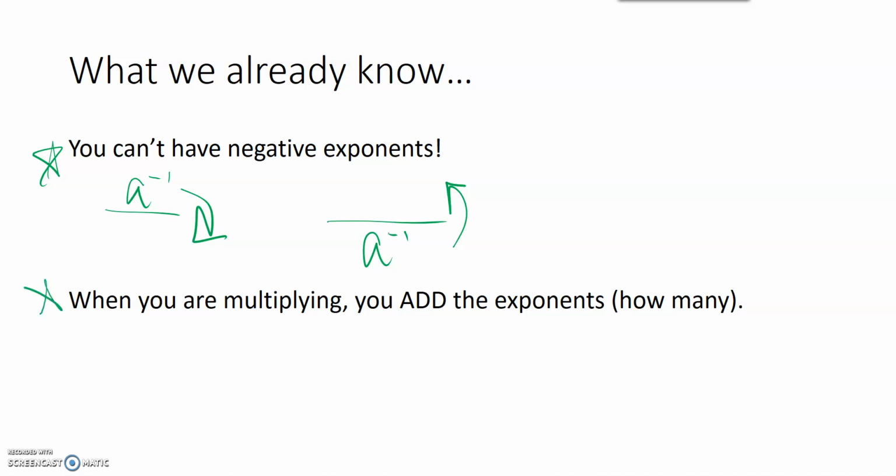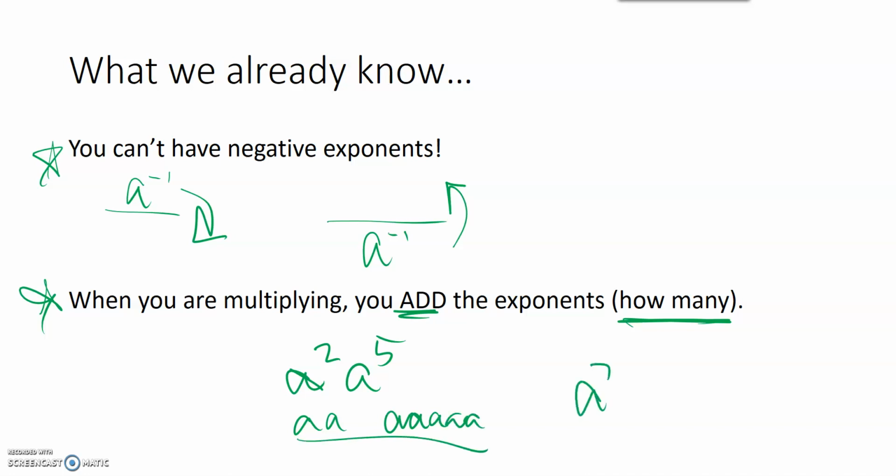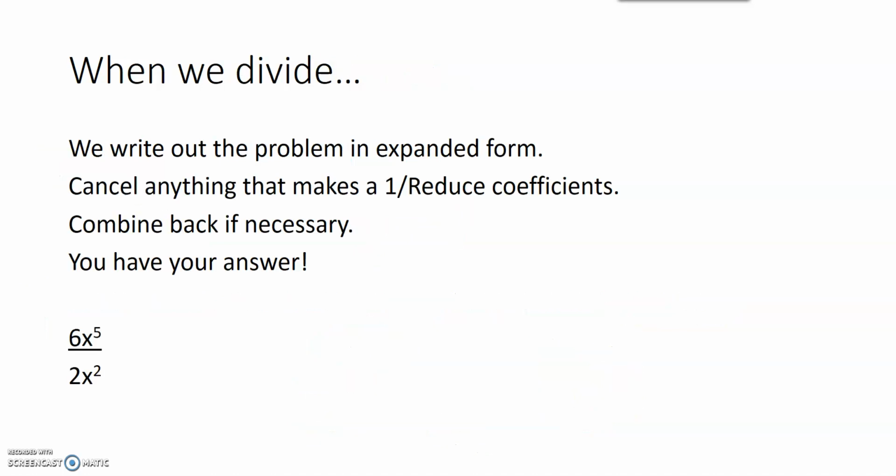Second thing we already know is that when we're multiplying, we add the exponents, because really what you're doing is telling us how many there are. So the example that I used earlier, a to the second times a to the fifth, that's really 1, 2 a's, and then 5 more. Total there I have 7. Really what I've done is added those exponents together. Okay, both of those we already know. We've looked at those. Today we're taking that one step farther.